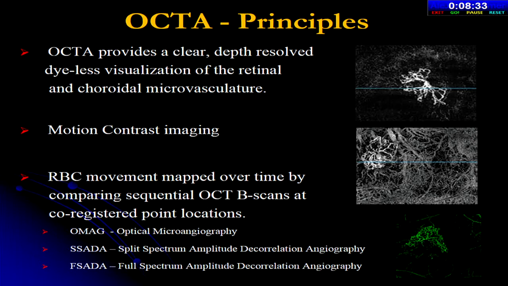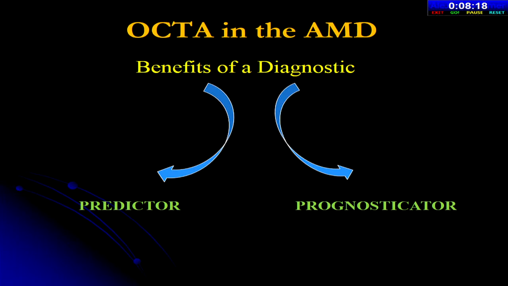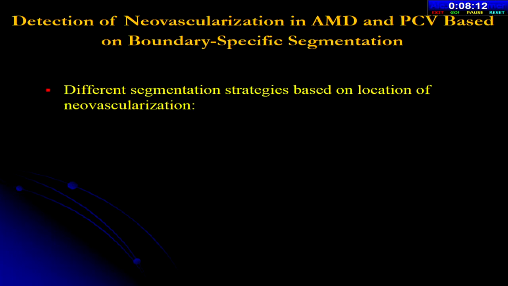Now, there are different algorithms out there, the OMAG, which is very effective in the Zeiss machine, optical microangiography, SSADA, which is used by RTVue, split spectrum amplitude decorrelation angiography, and then you have FSADA, which is full spectrum amplitude decorrelation angiography. So, OCTA in AMD enjoys the benefits of a good diagnostic, which is a good predictor and a good prognosticator, and we'll look at that.